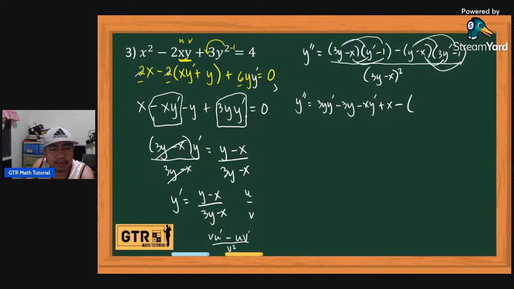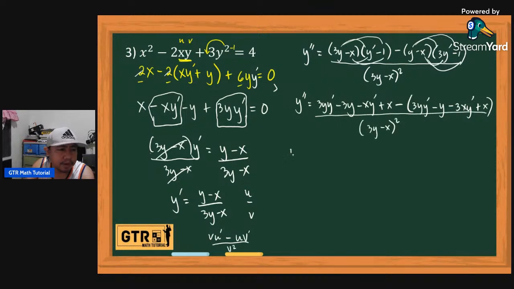Then distribute here. So we have y times 3y y prime, so we have 3y y prime. Y times negative 1 is negative y. Then we have negative x times 3y prime. That is negative 3xy prime plus x, all over 3y minus x squared. So simplify.